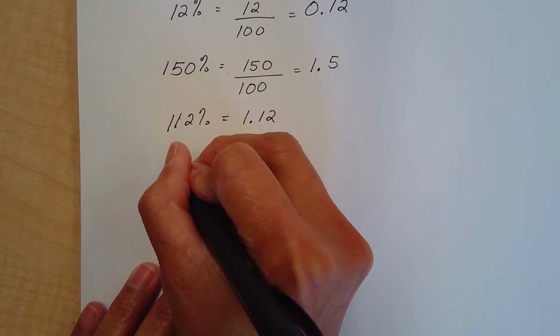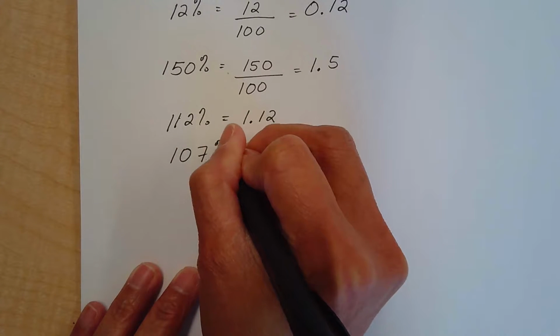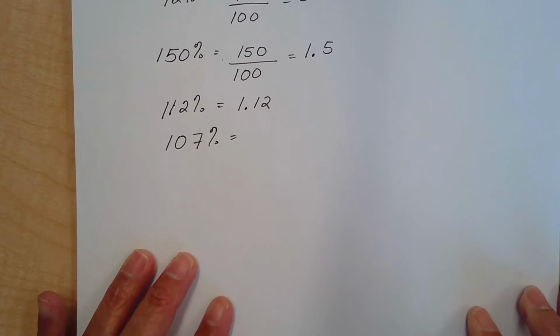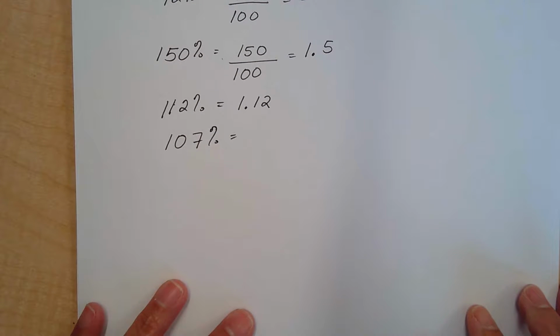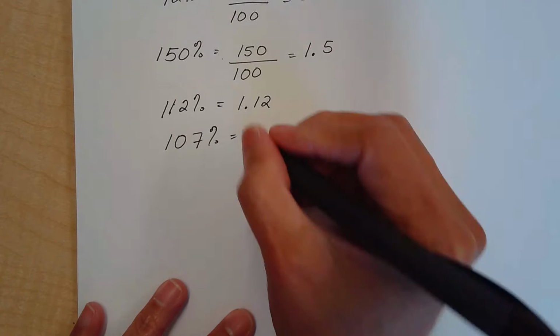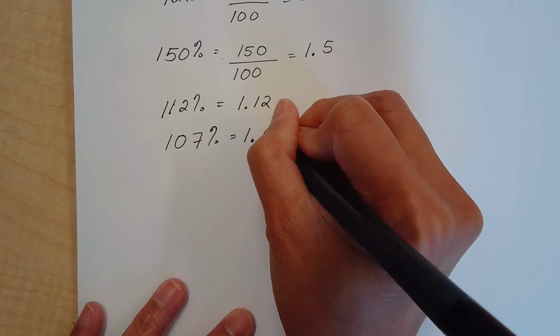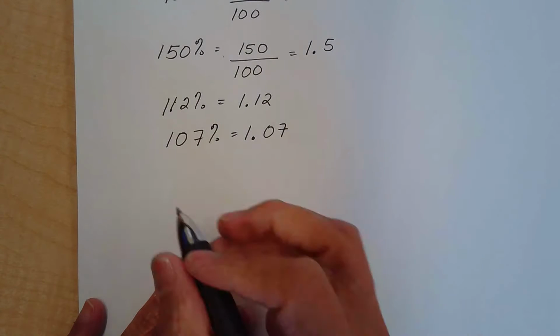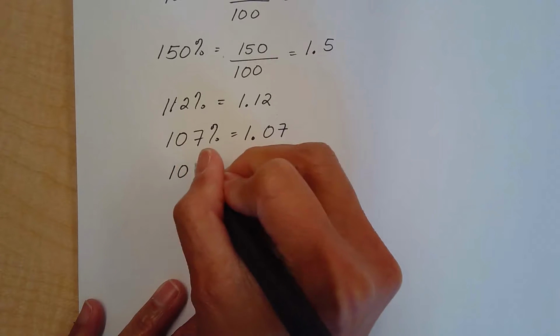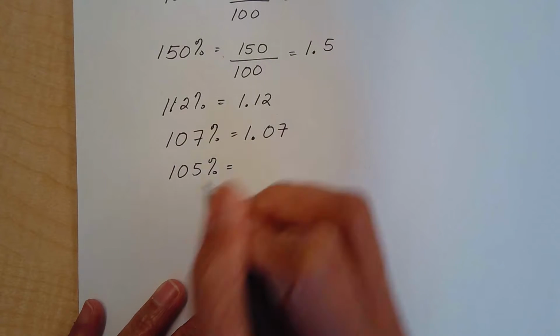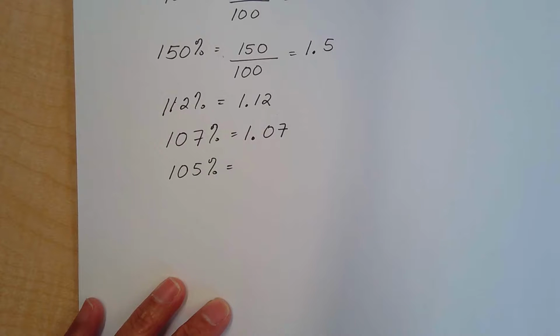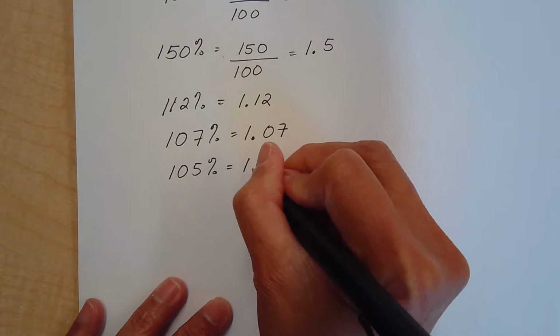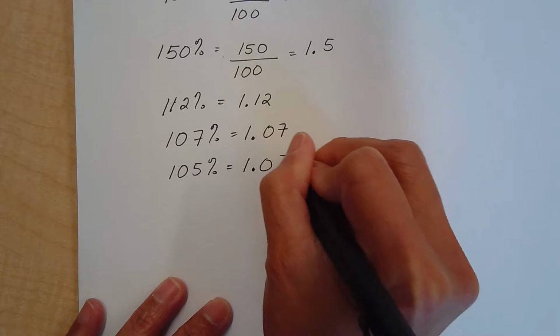What about 107%? What would that be? 1.07. Okay, I'm not showing the fraction anymore. And then lastly, what's 105%? Which is 1.05.